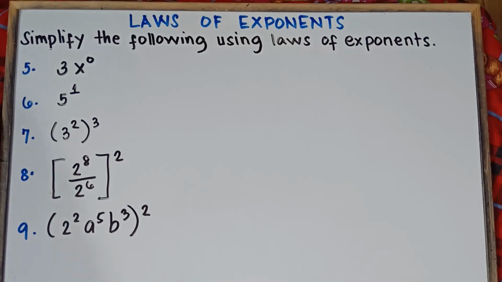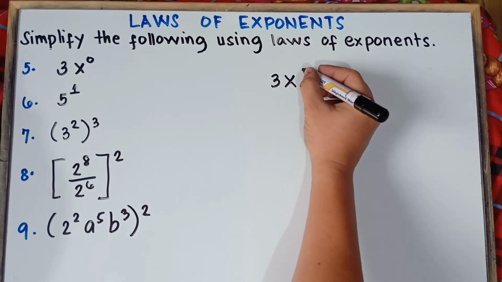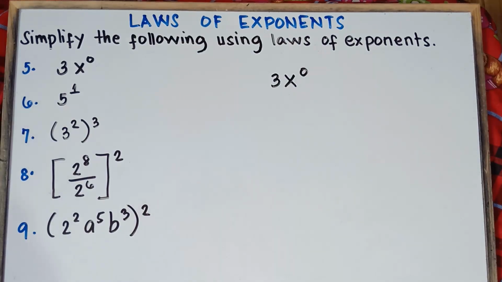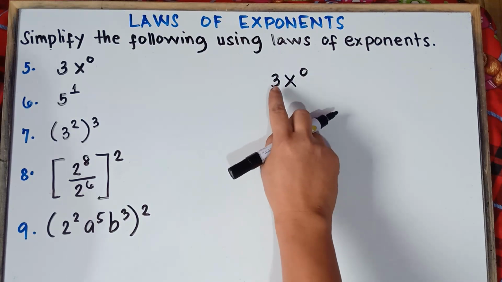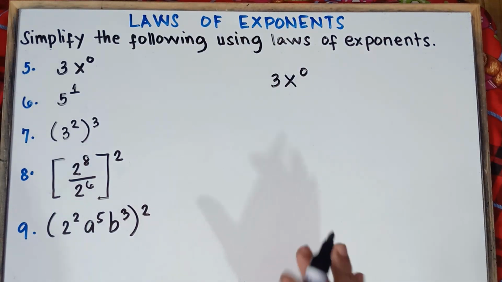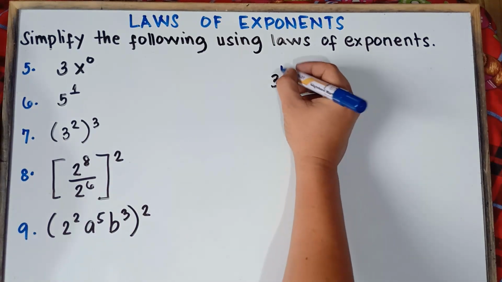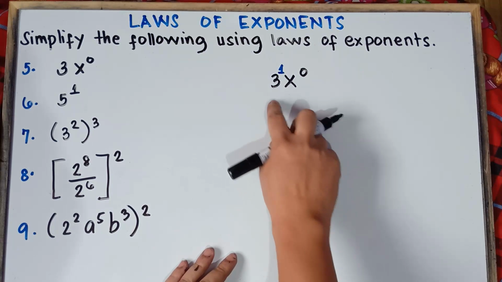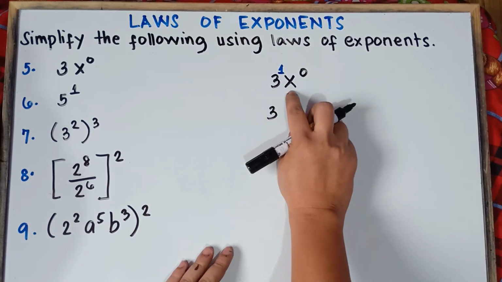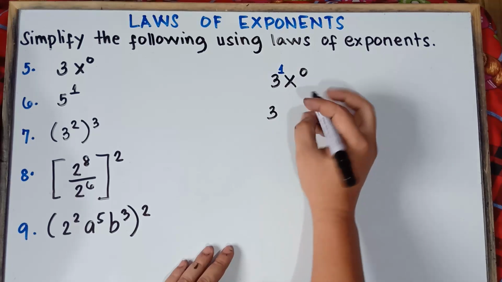Alright, so example number 5, we have 3x raised to the power of 0. Once again, class, any number, any variable raised to the power of 0, the answer is 1. So therefore, x raised to the power of 0, the answer is 1. Do not include 3, class, because understand that any number, any variable, if you didn't see any exponent, the exponent is 1. So therefore, 3 here has an exponent of 1. So the exponent of 0 is just on x. So simply copy 3, the exponent of x is 0. Therefore, this is 1.